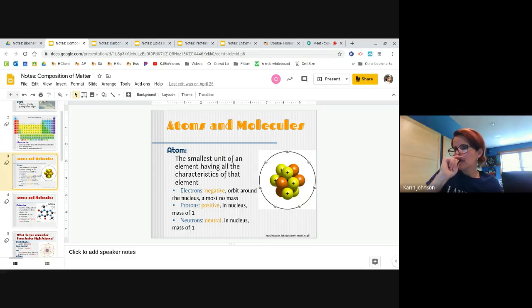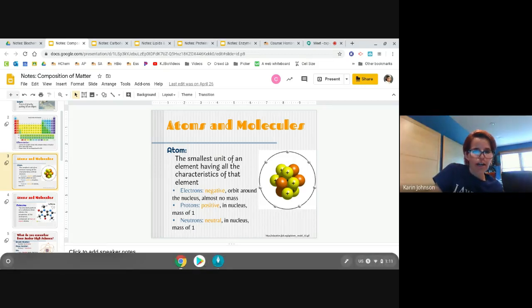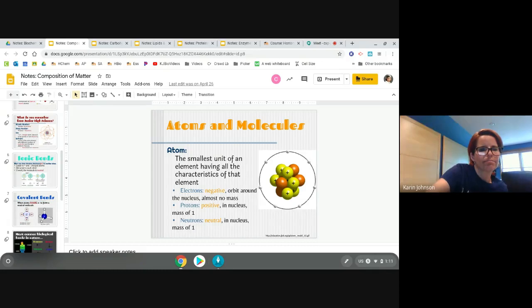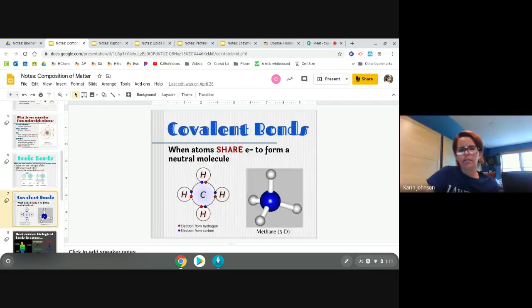Okay, let's see. Letter F says bonds that occur when atoms share. And what are they sharing? An E with a minus sign is an electron. So when atoms share electrons to form a neutral molecule, those are called covalent bonds. You might remember that from junior high.